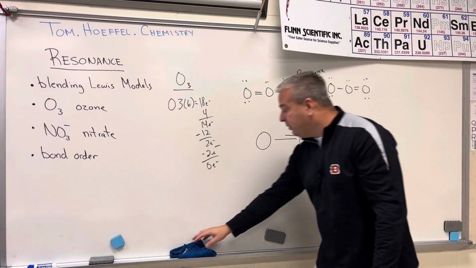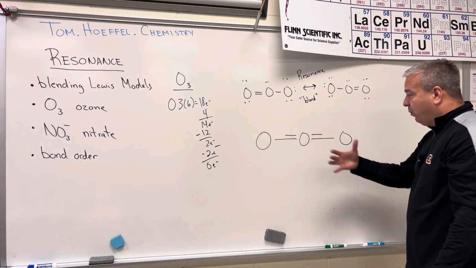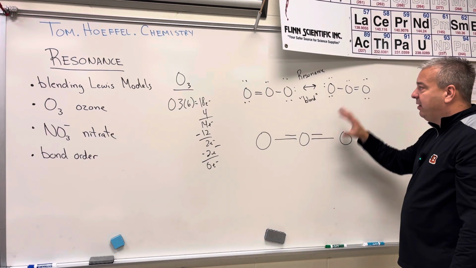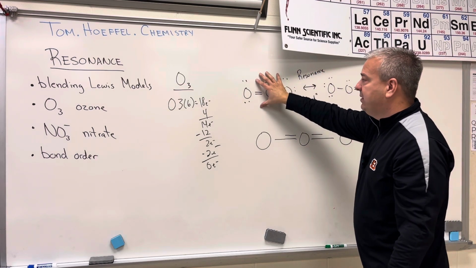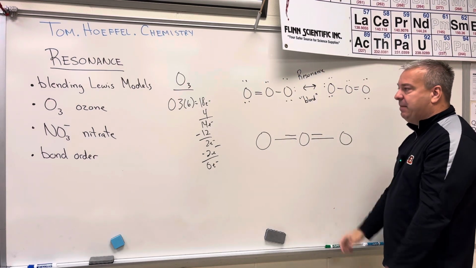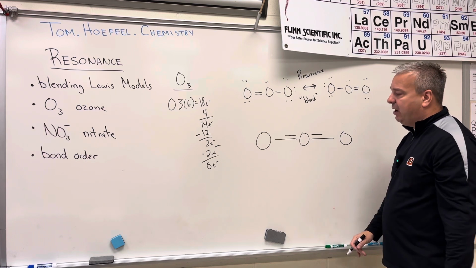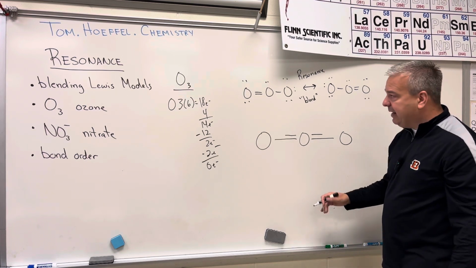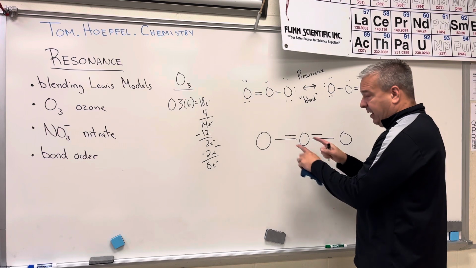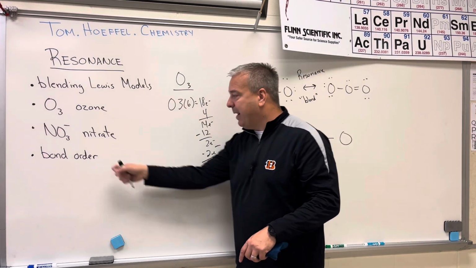So in the Lewis model format, we don't have this. We have these two things, and then we're blending them together. And if you want to think about how those bonds are occurring here as far as the order, this is where we have to come back and talk about bond order.